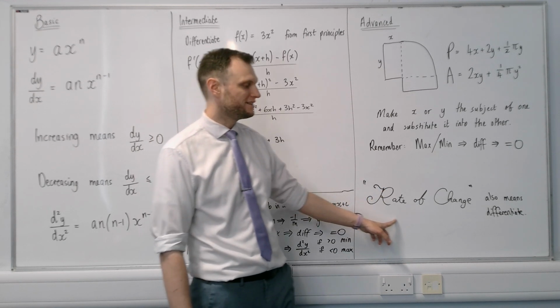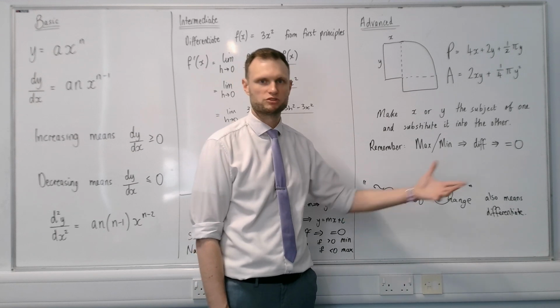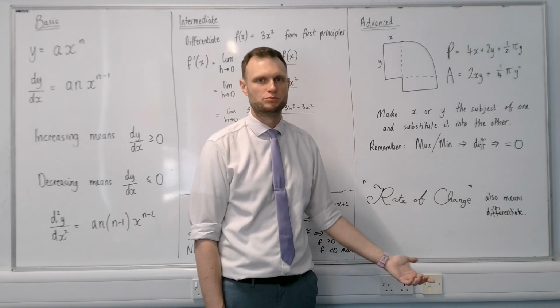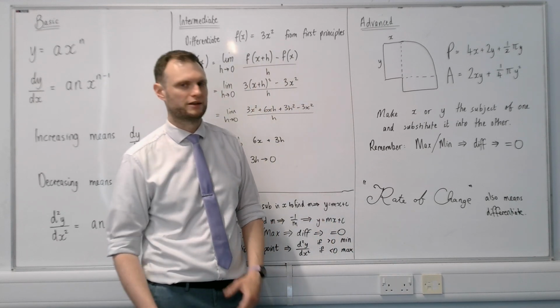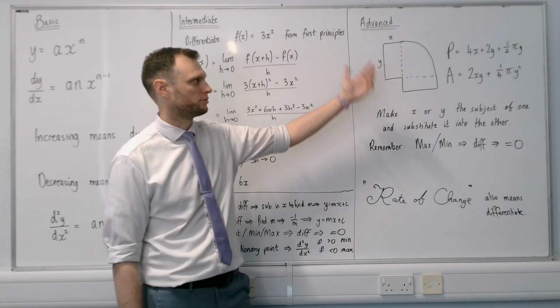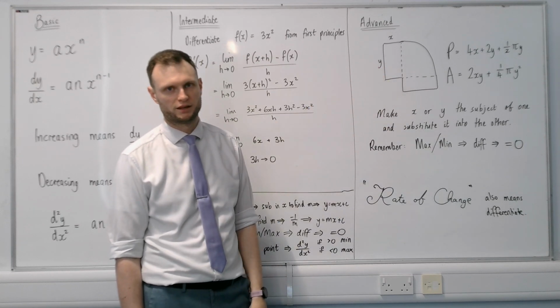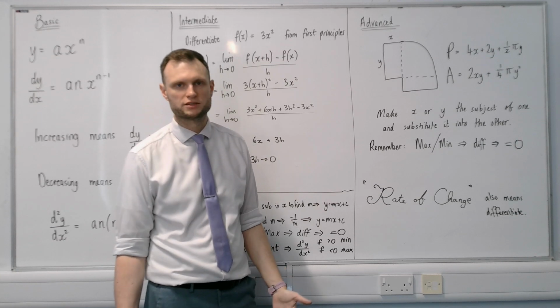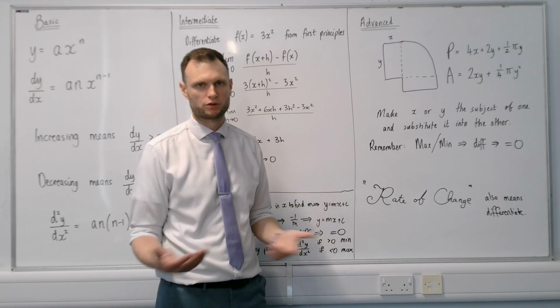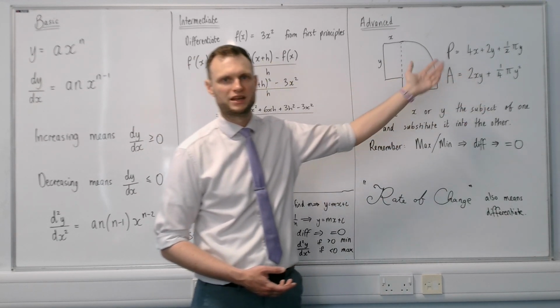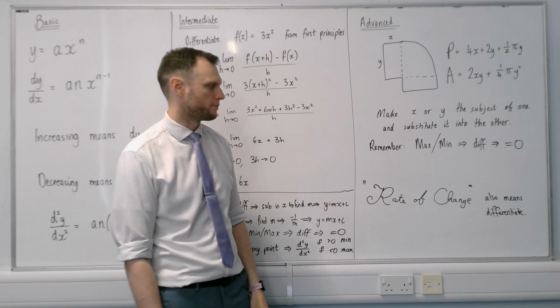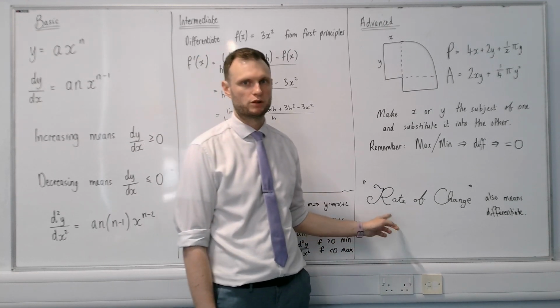If it ever says rate of change of something with respect to something else, that's because it wants you to differentiate it. So it could be rate of change of perimeter with respect to x. You just differentiate it. It might be different variables. It's not going to normally be y and x. It's normally like p and x or p and whatever's in the question. But you just differentiate one with respect to the other.